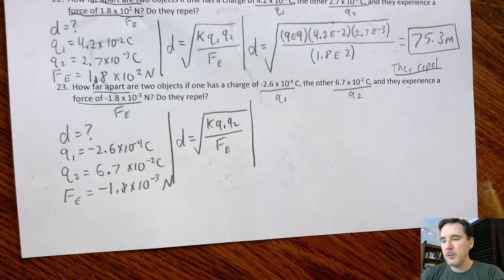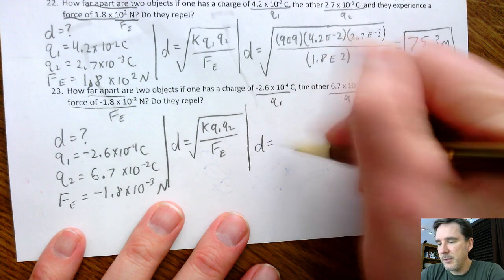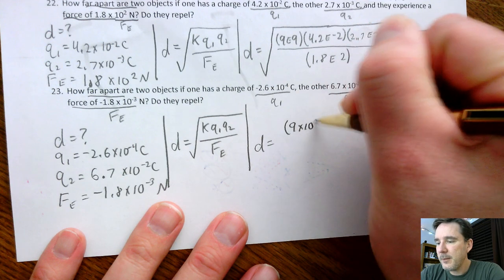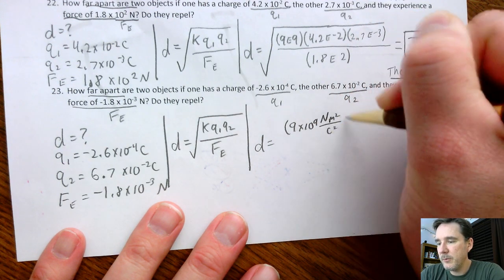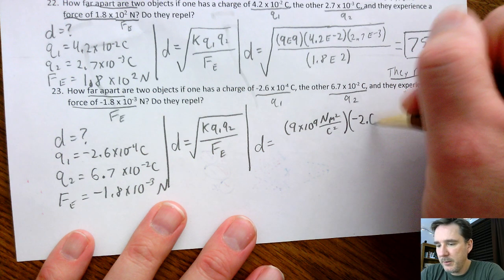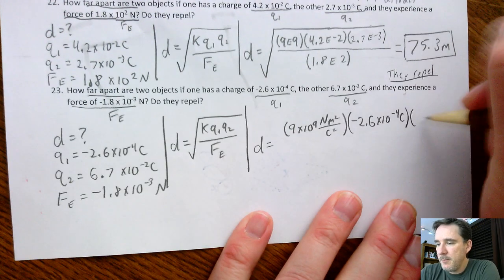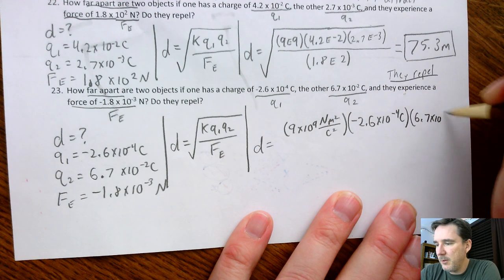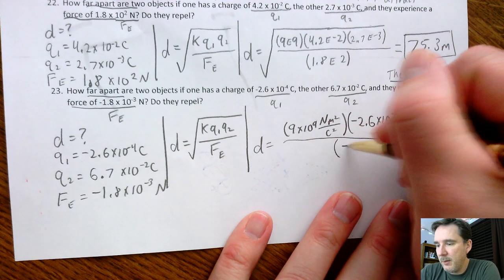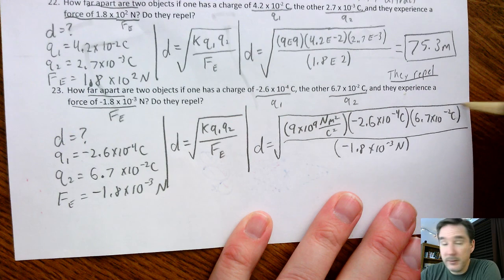All right. So you know what? I'm going to do the non-calculator version again, and just to show you how the units cancel out. And I'm not going to write the square root until the end because, well, you'll see. So it's 9 times 10 to the 9th Newton meters squared per Coulomb squared times Q1, negative 2.6 times 10 to the negative 4th coulombs times 6.7 times 10 to the negative 2 coulombs. All that divided by Fe, negative 1.8 times 10 to the negative 3 newtons, and square root all that. Don't forget the square root.